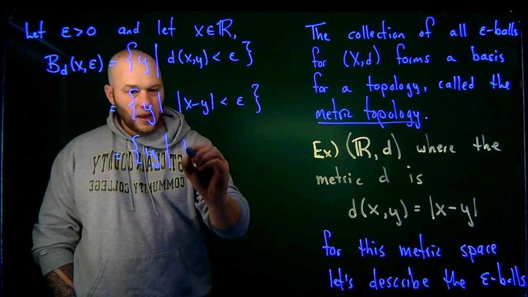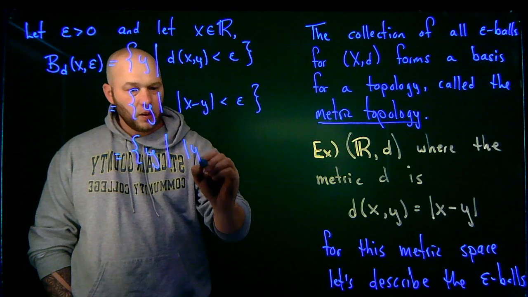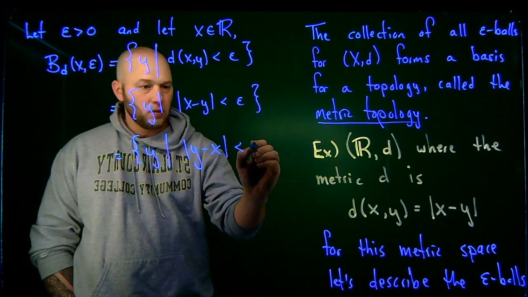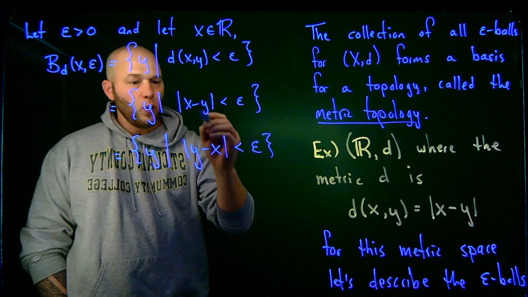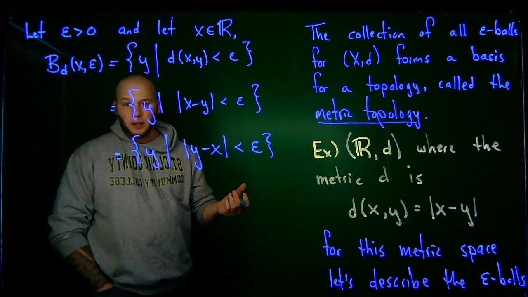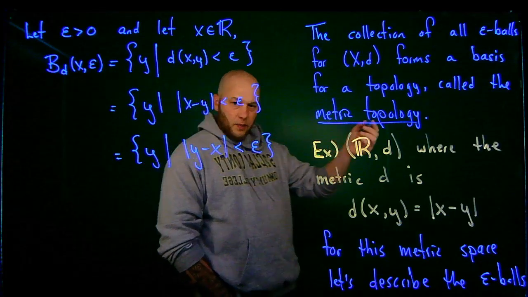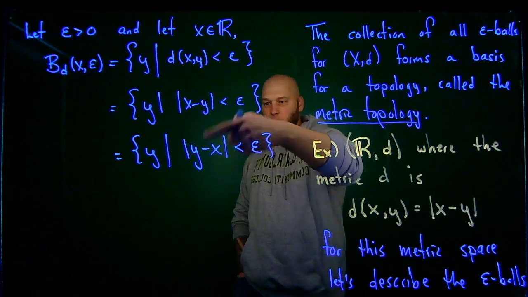Yeah, the absolute value of x minus y is the same thing as the absolute value of y minus x. I just want to make sure my sign is the right way. And of course, the metric is symmetric, right? The distance between x and y is the same thing as the distance between y and x, so these two are the same.